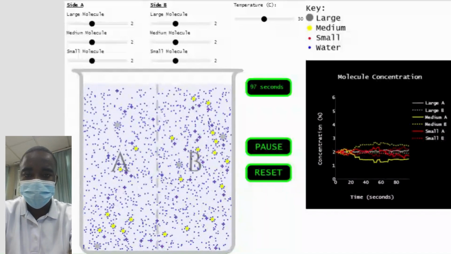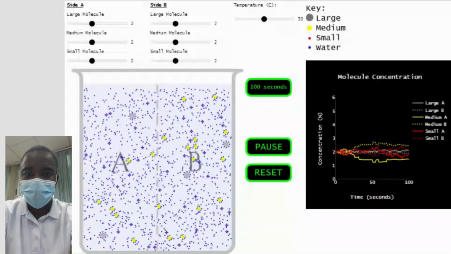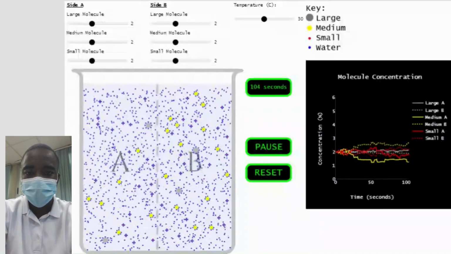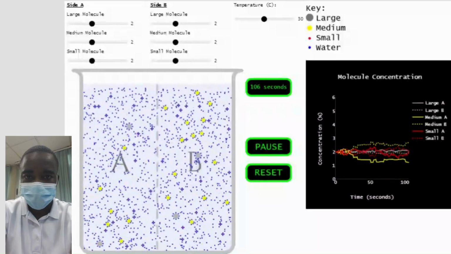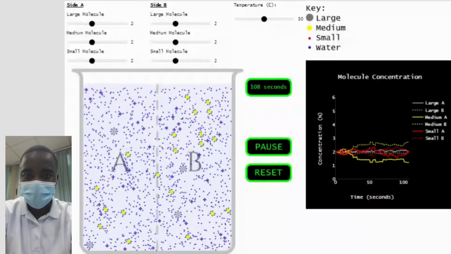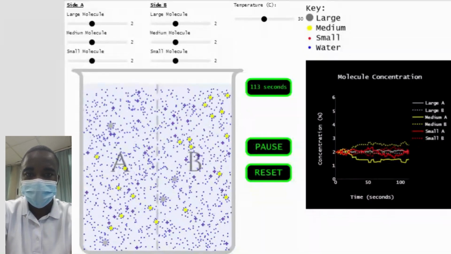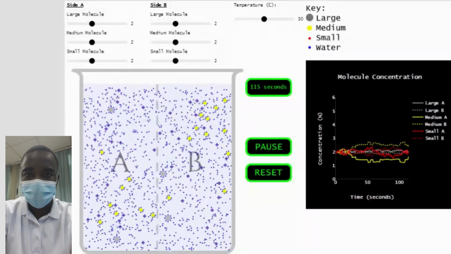3. Selective permeability. The membrane in the simulation is selectively permeable, allowing small and medium-sized molecules to pass through while blocking large molecules. This selective permeability is a crucial concept in biology, as it enables cells to control the entry and exit of substances. Simulation setup.